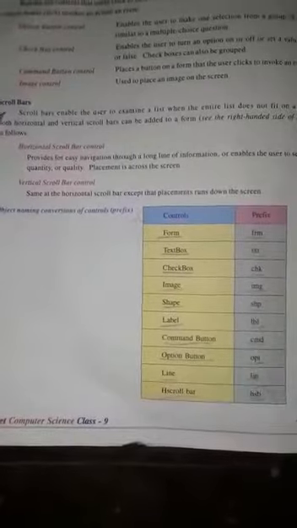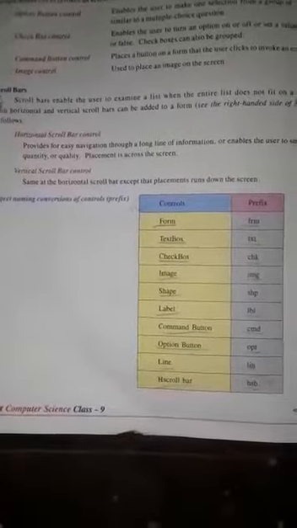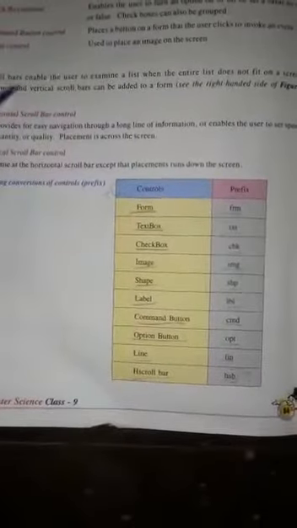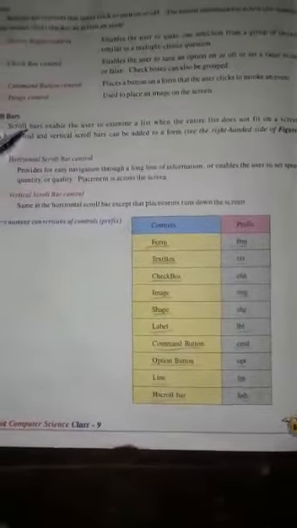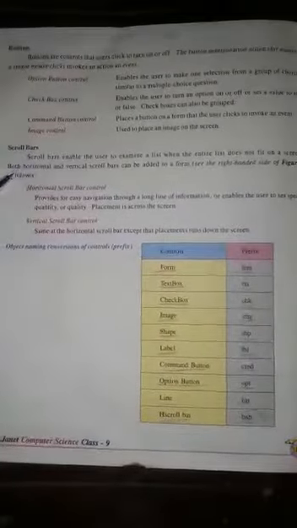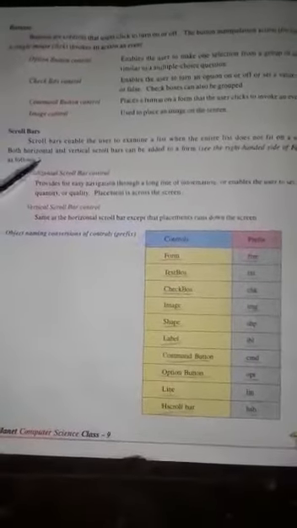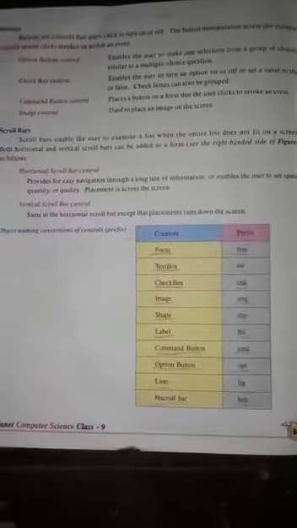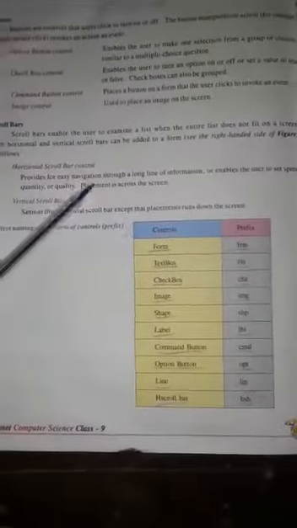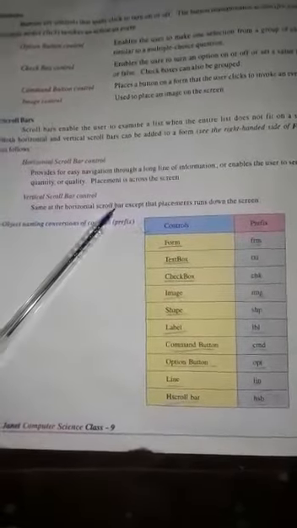Next topic is scroll bar. What is the use of a scroll bar? A scroll bar enables the user to examine a list when the entire list does not fit on a screen. There are two types: horizontal scroll bar control and vertical scroll bar control. The horizontal scroll bar provides easy navigation through a long line of information or enables the user to set speed, quantity or quality. Its placement is across the screen. The vertical scroll bar control is the same as the horizontal scroll bar.